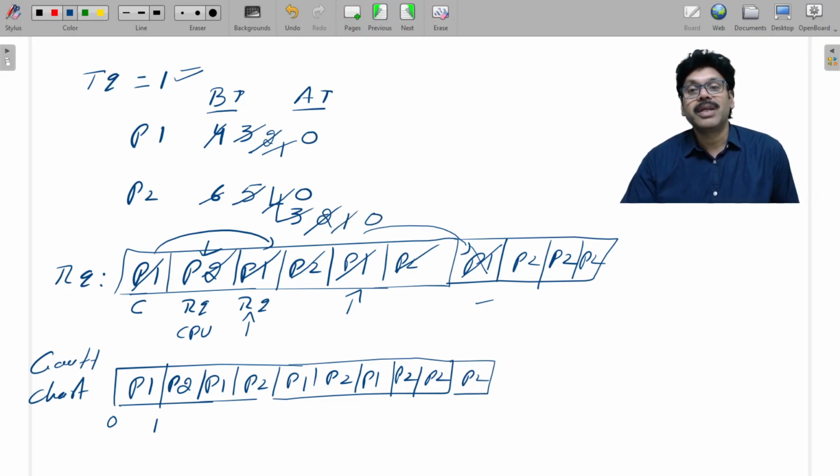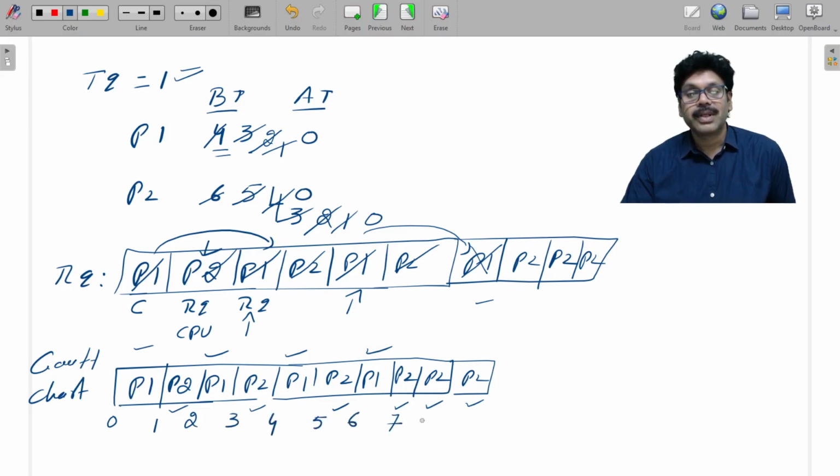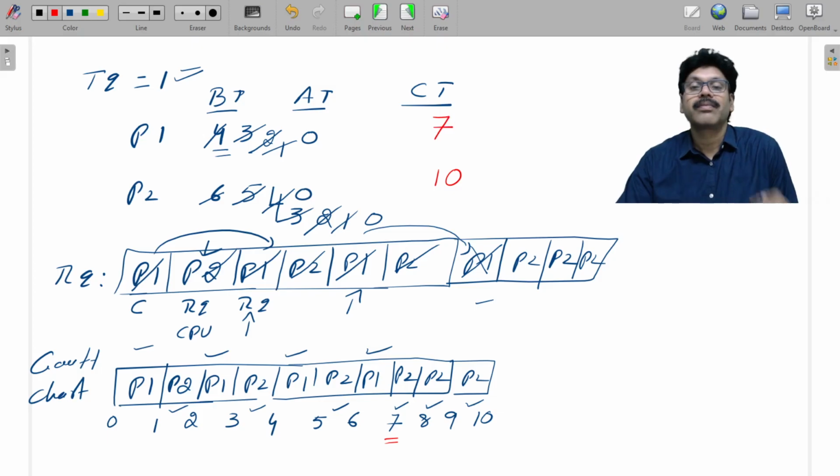So how many times has P2 come? 6 times: 1, 2, 3, 4, 5, 6. How many times has P1 come? 4 times: 1, 2, 3, 4. So let us write the timeline: 2, 3, 4, 5, 6, 7, 8, 9, 10. P2 completed at 10. P1 completed at 7. So this is exactly the idea of round robin.